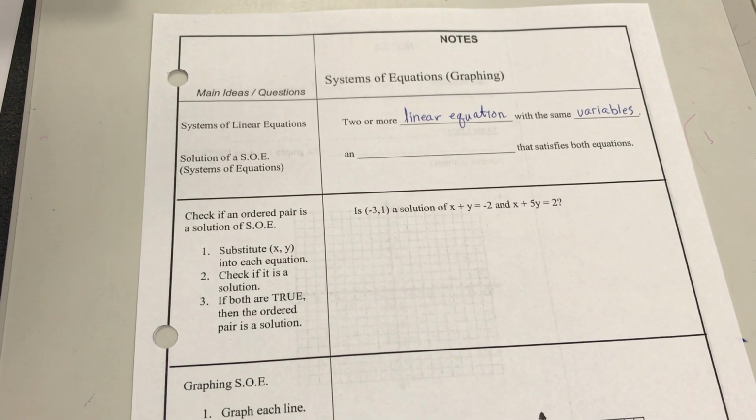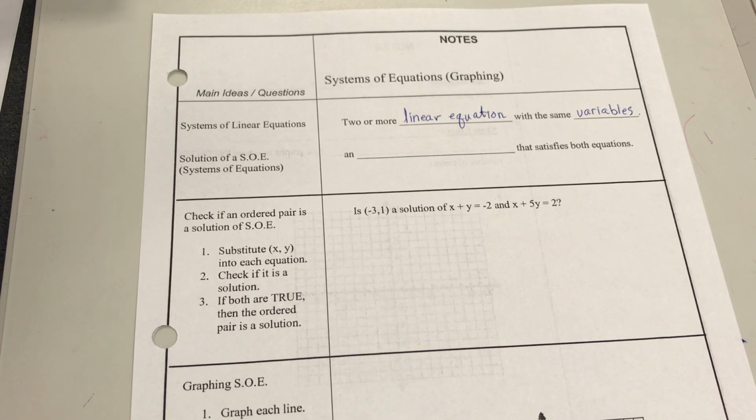Today's lesson is over systems of equations and graphing a system of equations on a coordinate grid together. So the first thing we need to talk about is systems of linear equations. What is that? That is two or more linear equations with the same variables.